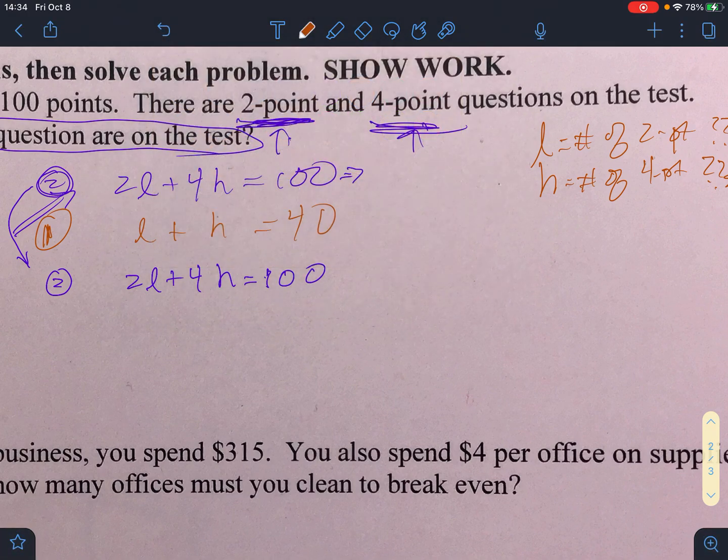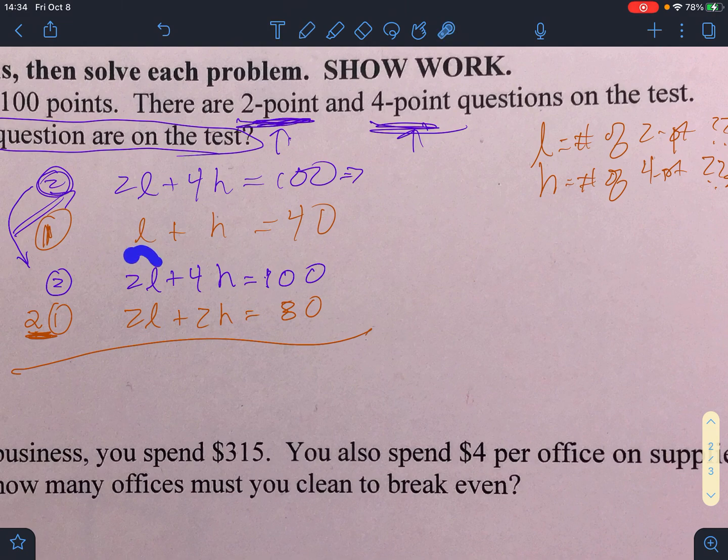Now in orange, I'll switch over. Instead of rewriting equation 1, I know I got to get these L's to match. So I'm going to multiply equation 1, left side and right side, by 2. So here's how I notate that. This is just a reminder to myself what I'm doing. 2 times equation 1. So I'll get 2L plus 2H equals 80.